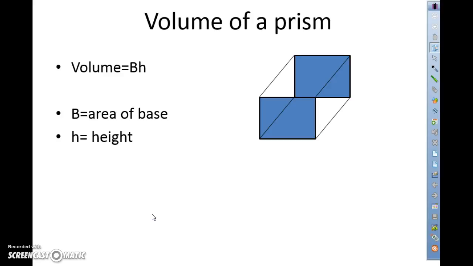So the volume of a prism is the area of the base times the height. Okay? B stands for the area of the base. H is, of course, the height.